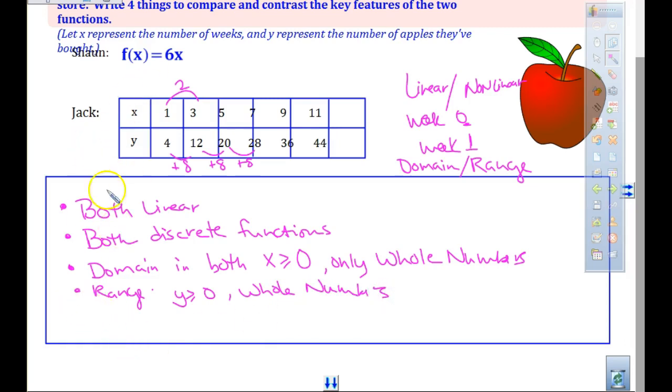So now looking at the people, who's buying more each week? Sean. So that might be something you want to tell me, right? Sean is buying how many a week? Sean buys 6 a week. Buys 6 apples a week.